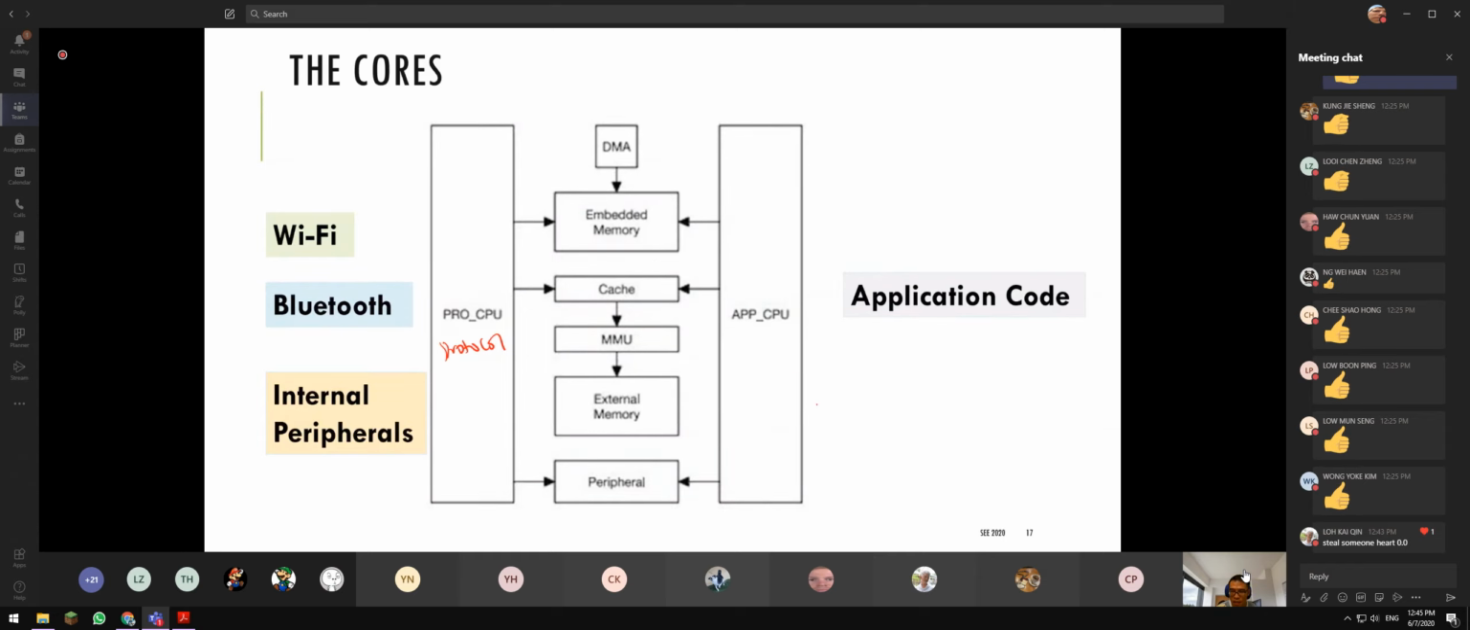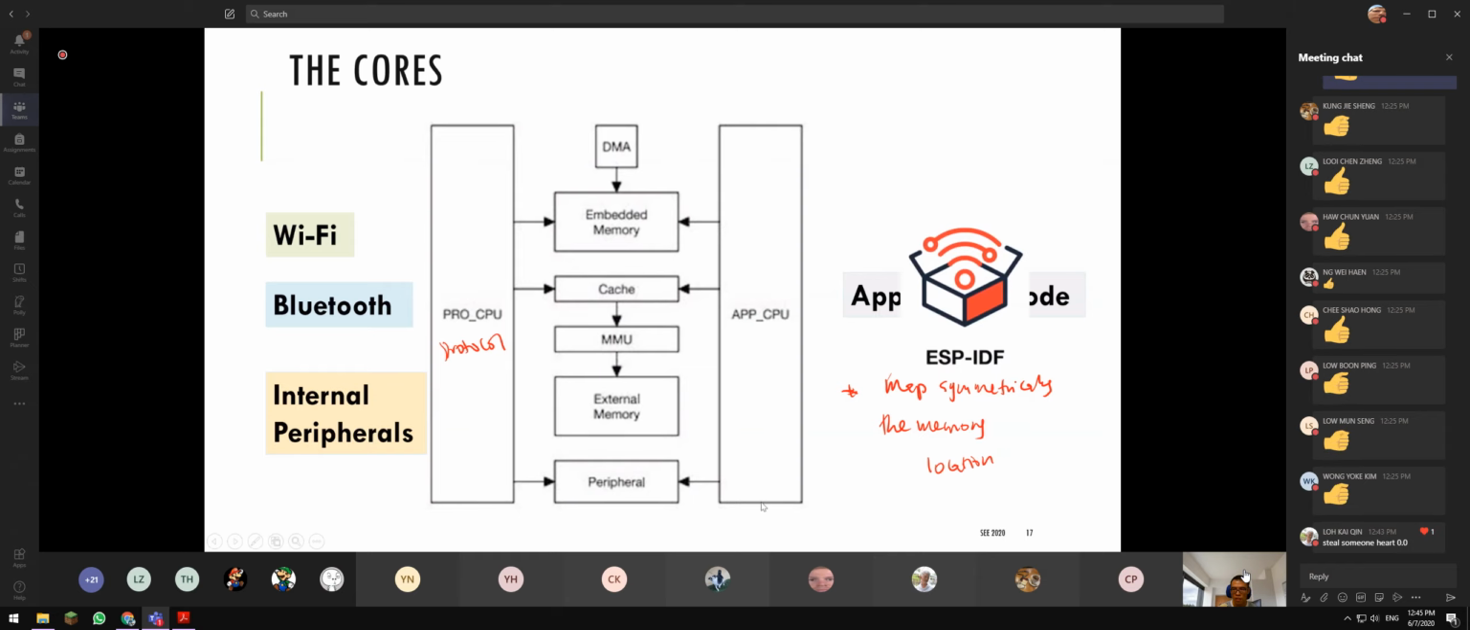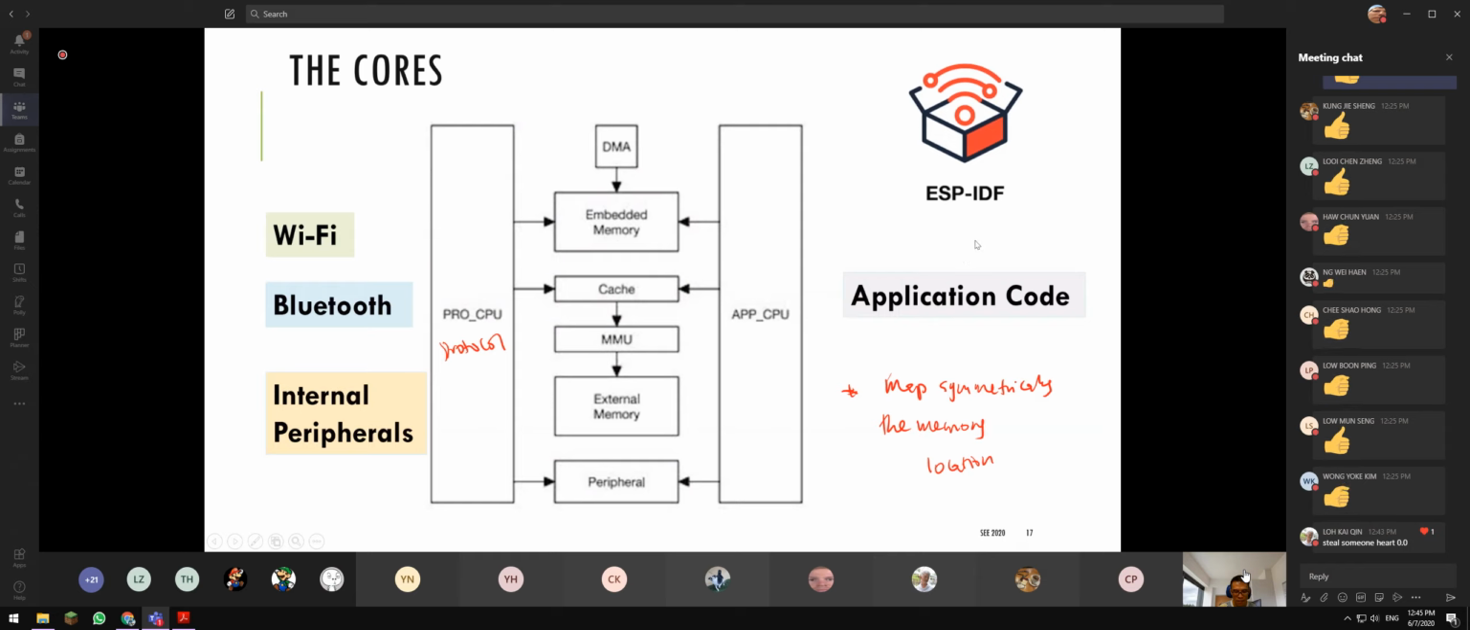This means that they are able to map the memory location symmetrically. This is one of the very important things that you should know. Of course, this is done by ESP-IDF. IDF stands for IoT Development Framework. This is just a name. They have a team, and they have ESP-IDF, which is an IoT development framework. You can go to the Espressif website to know more details about this.